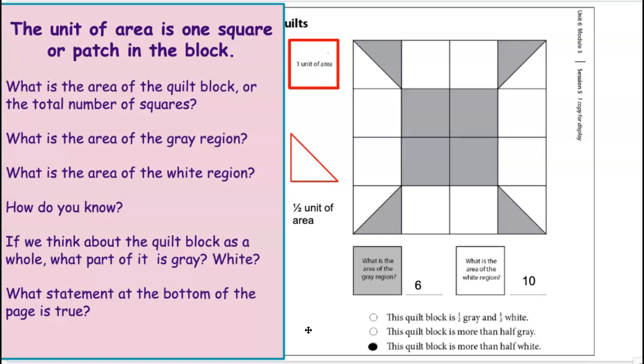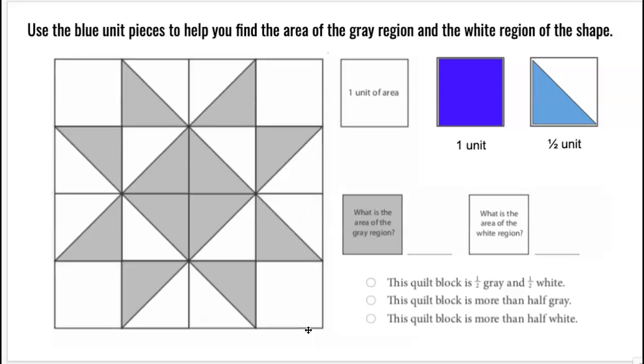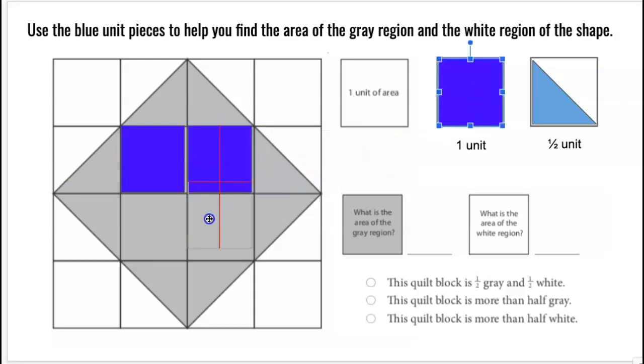That's going to be really important for you to remember as you work on this page in Seesaw. You're going to be looking at this picture here. This is another quilt block, and I want you to think about how much of this quilt block is gray and how much of this quilt block is white. And I gave you some pieces to move around to help you if you need to move them around to fill in, to count that this is 1, 2, 3, 4 of it is gray.